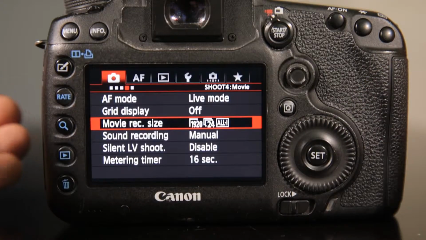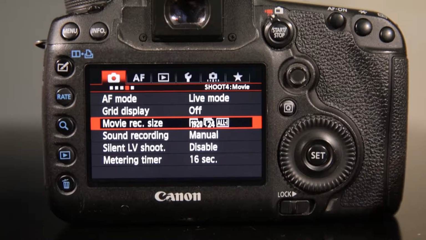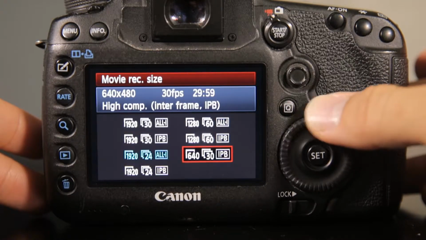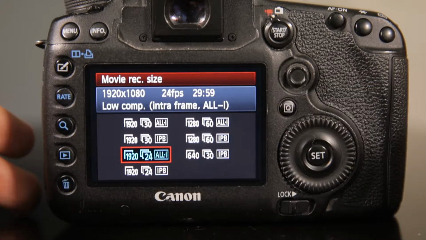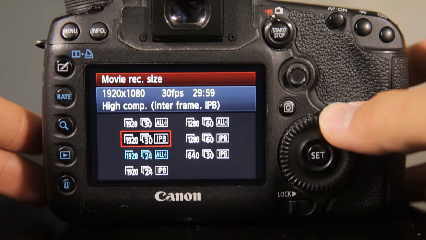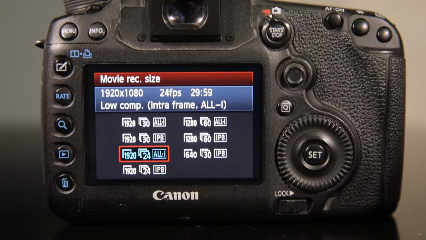Going to your camera, your frame rates can be found right next to your resolution size. So let's go ahead and click on that, and you'll see it pops up a few options of different frame rates you can shoot in. Now on most DSLRs, you're going to have the options of 24, 30, or 60 frames per second. Now I personally always shoot my projects at 24 frames per second.